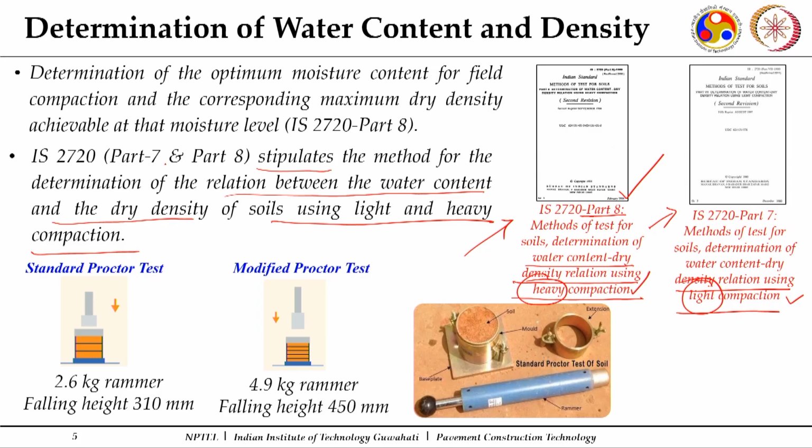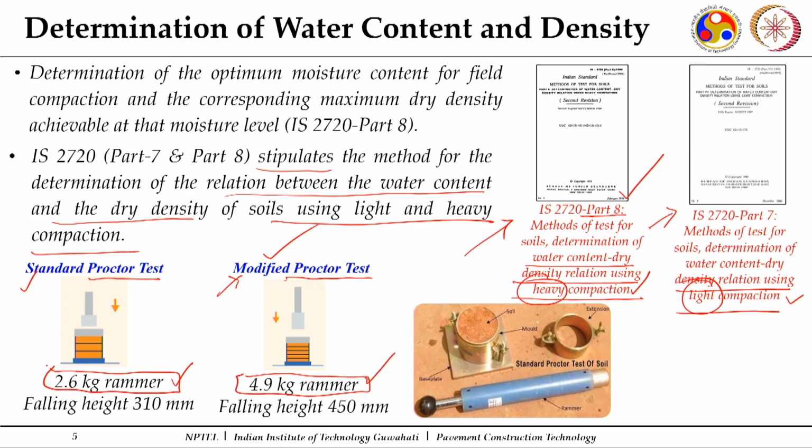So, if Part 7 and Part 8 both are there, you can see what you normally require for doing this test at the laboratory. You will have cylindrical molds of different sizes, which can be of 10 centimeter diameter or 15 centimeter diameter. You need a compactive effort, which will be in terms of different rammers for heavy compaction. This test is very frequently referred to as the Proctor test. If there is light compaction, we call it the standard Proctor test, and if it is heavy compaction, we call it the modified Proctor test. So, in heavy and light compaction, one major difference will be in terms of the rammer weight.